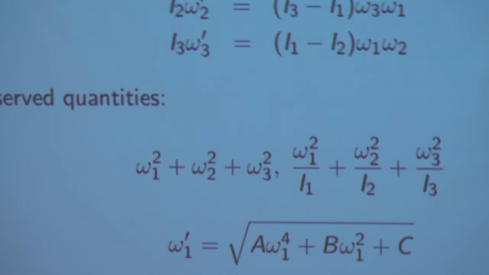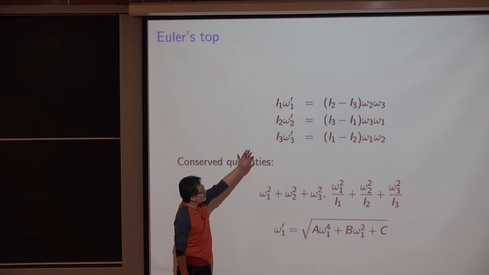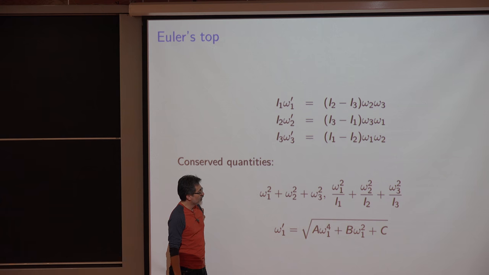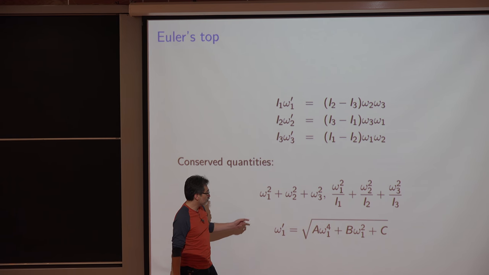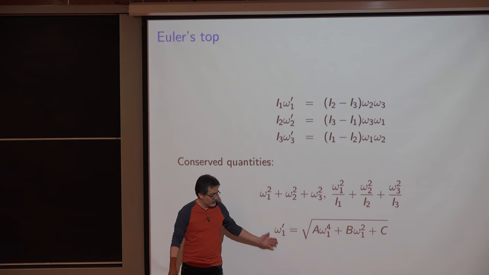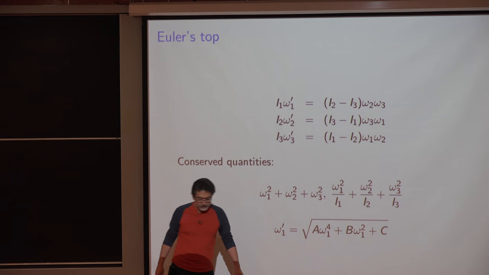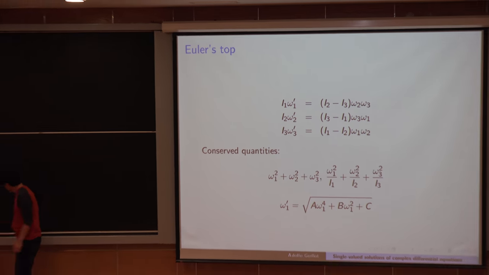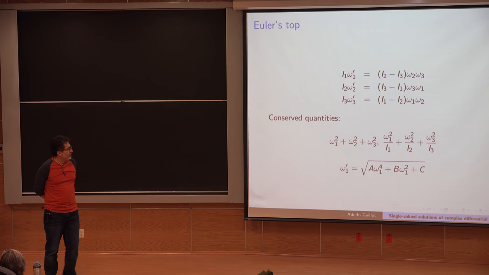Because when you want to understand what happens, say, with the first variable, when you substitute the square of it, and you replace all these unknowns by these conserved quantities, you find that omega 1 satisfies this sort of differential equation. The square of the derivative of omega 1 is a quartic polynomial in the variable.